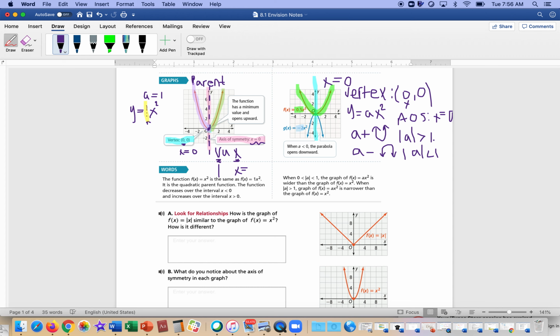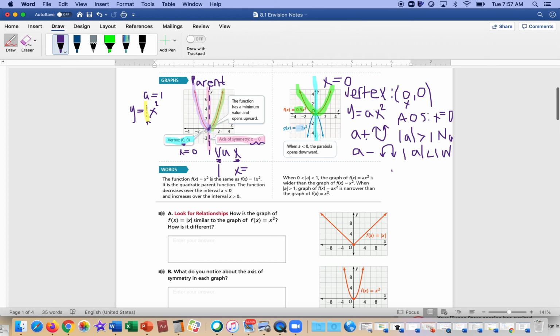So if the a value is greater than 1, let's look at this bottom one. The absolute value of a is -2, so 2. If 2 is greater than 1, so if the a value is bigger than 1 in absolute value, our graph is going to be narrower. And use an N for narrower. And if we look at the absolute value of the a value and it's less than 1, like the top one, 0.5, if it's smaller than 1, it's going to be, I'm going to use W for wider.